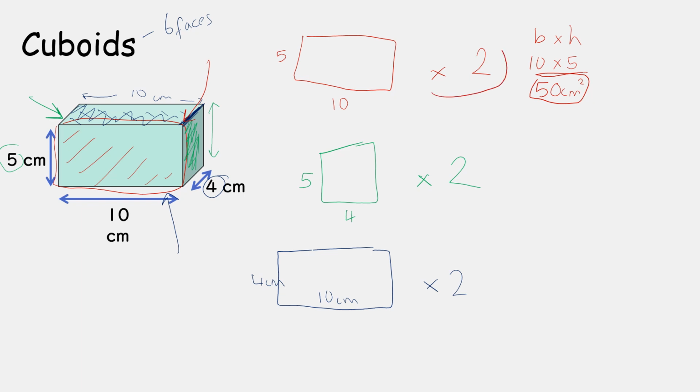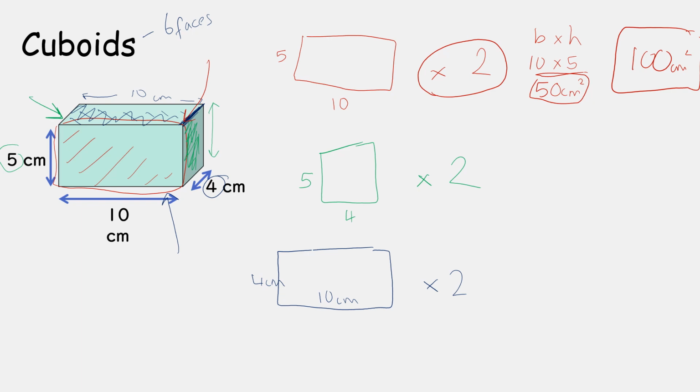However, remembering this bit here, we have 2 of those red faces. So in order to find the area of all of the red faces, we need to double it, or add 2 lots of 50. So that's going to be 100, isn't it? So for the 2 red faces, we get a total of 100 centimeters squared.